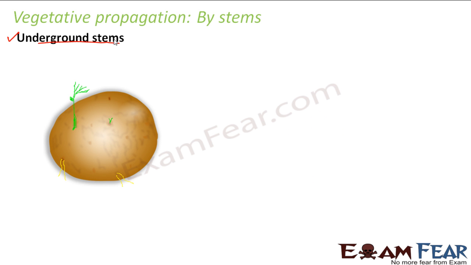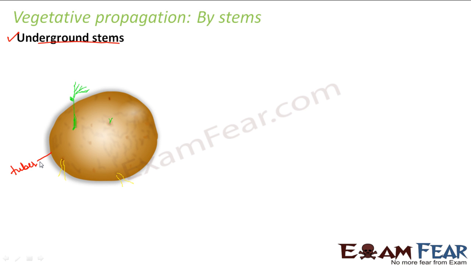In the case of potato, what happens? This modified stem in potato is known as tuber. This is given a name called tuber. So it is often called the tuber of potato.